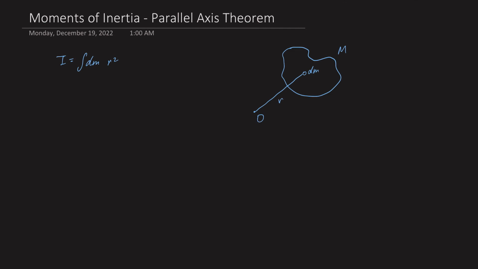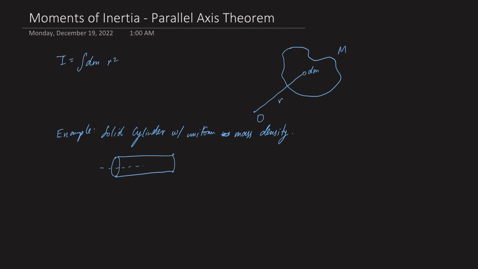We also saw an example last time: a solid cylinder with a uniform mass density. We found that for the solid cylinder of uniform mass density, through an axis that goes through its center, like so, the moment of inertia was equal to 1/2 ma squared, where a is the radius of the cylinder.